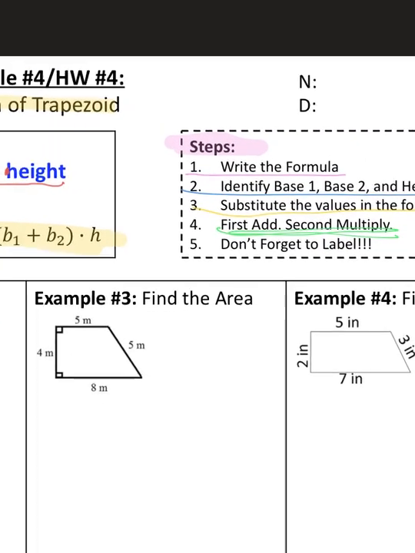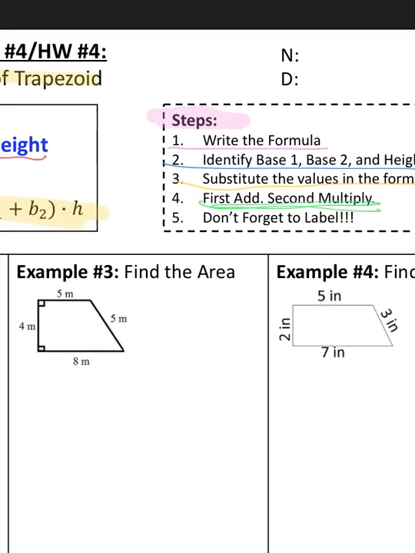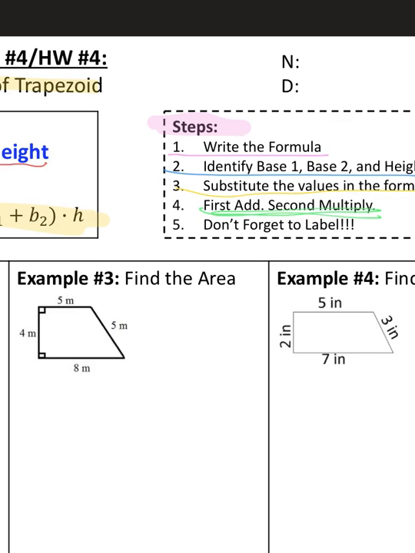Okay, let's look at example 3. It looks a little bit different, but everything's the same. So let's just follow our steps that are above. Step 1 is write down the formula. So I'm going to say area equals half times base 1 plus base 2 times our height.